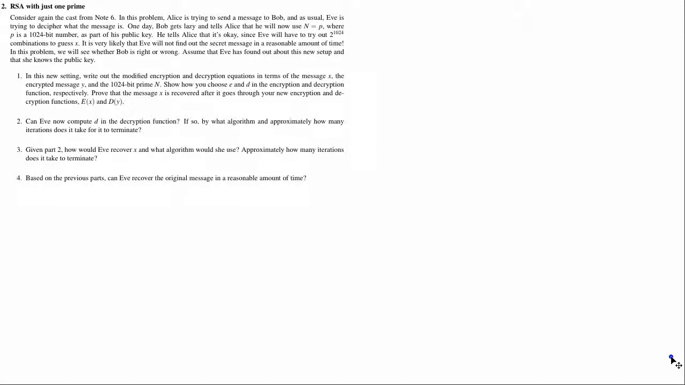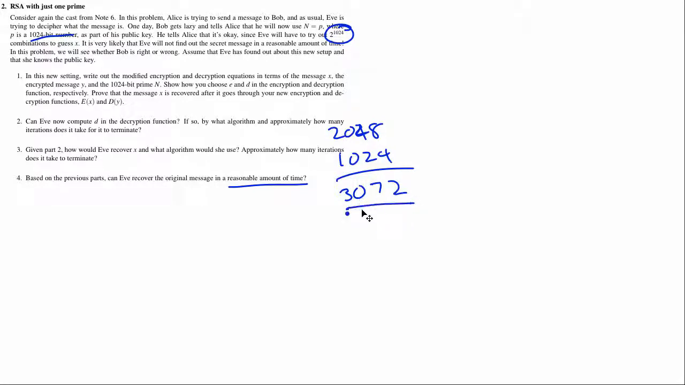Now for part 4, can Eve recover the original message in a reasonable amount of time? Well, from part 2 we have 2048 iterations, and from part 3 we have 1024. Added together, this is about 3072 iterations, and each iteration is just some arithmetic, right? So the numbers we're working with are less than 1024 bits, which is a reasonable number. So basically the point is, we didn't need to try out 2 to the 1024 combinations. We only needed this many iterations. And so therefore, this scheme does not work.